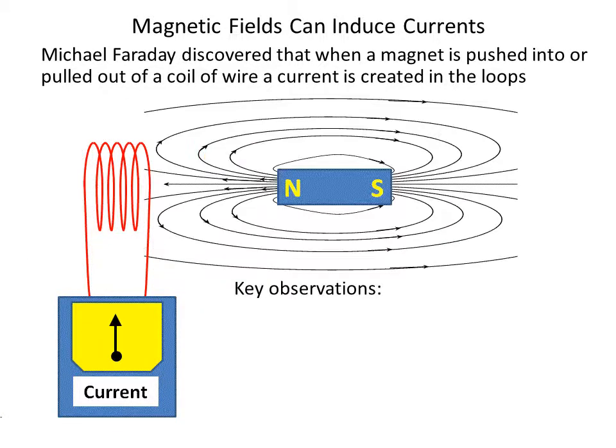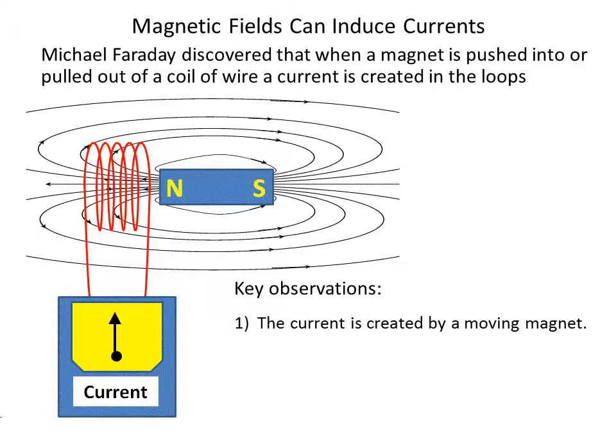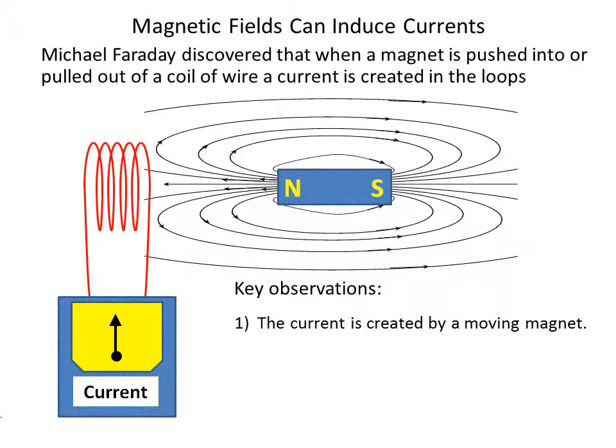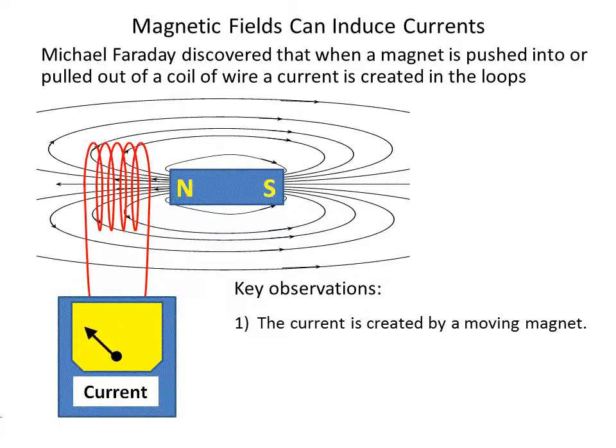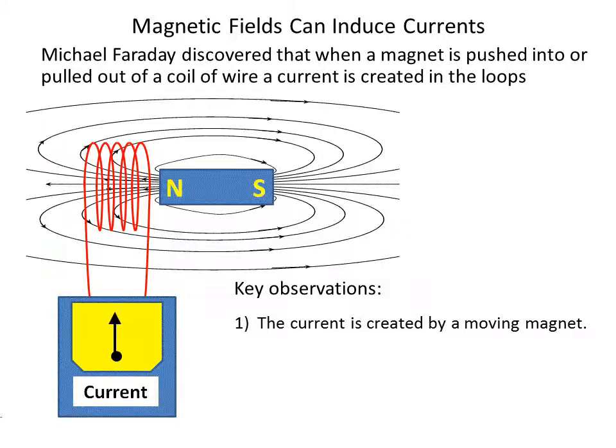The key observations are that, 1. The current is created by a moving magnet. It's only when it's moving that there is a current, you can see in the needle being deflected. When it's sitting stationary in the coil, there's no current. Once pulled out and sitting stationary, there's no current. But when it's moving, there is a current.